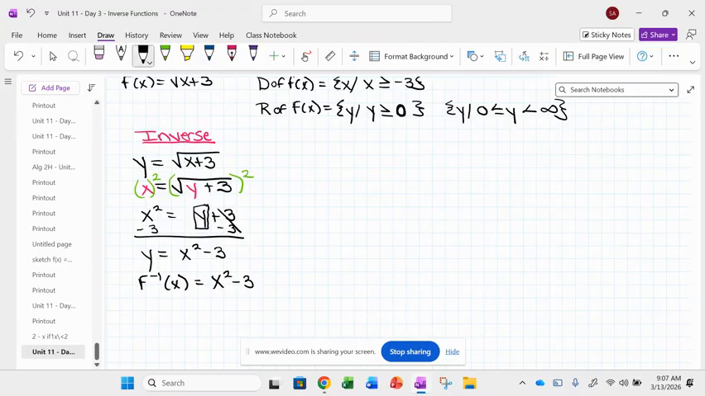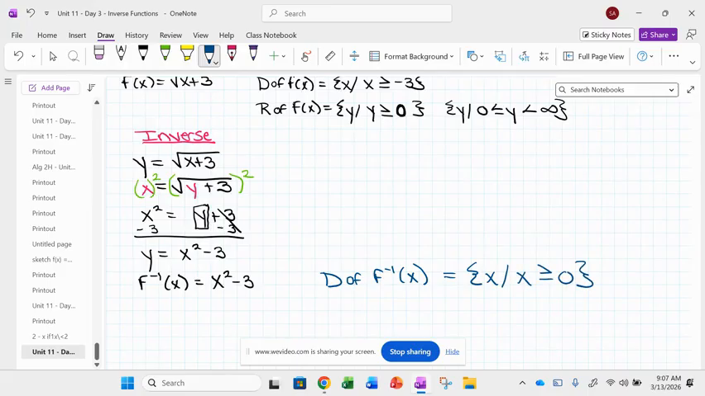So now when I want the domain of the inverse, we know it's what to the original. So the domain of the inverse is what of the original? Amanda. The range. So we know the domain of the inverse is the range of the original. So now my domain here, I can't put y, right? Because domain is always x. So it's going to be x such that x is greater than or equal to 0.